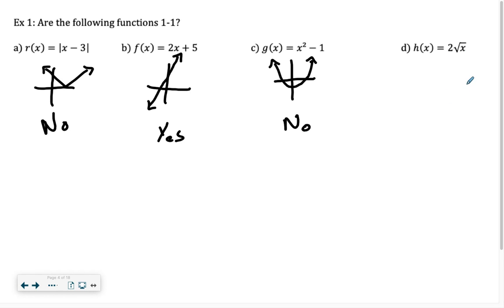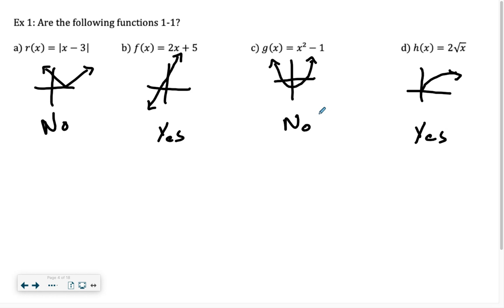And last, 2 times the square root of x is just going to be our square root function vertically stretched by a factor of 2. So it would look something like that. So this one is 1-to-1. It passes the horizontal line test. I can draw a horizontal line anywhere and not hit more than 1 point.